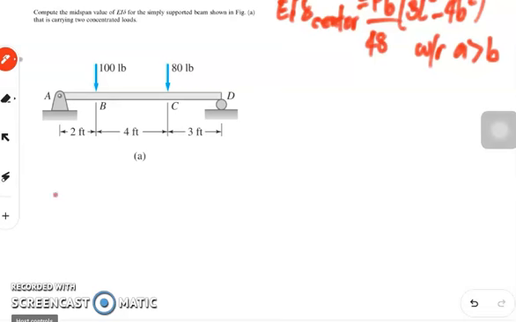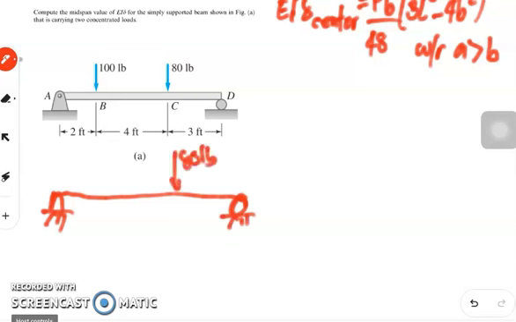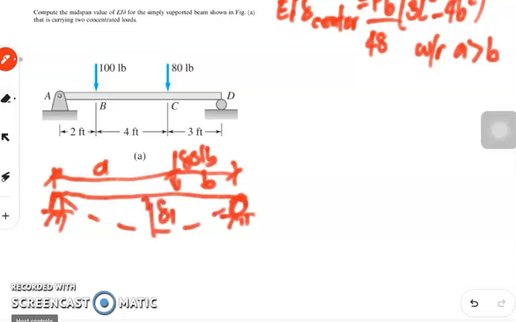So you have here our first computation. We have here our 80 pounds. You have to identify our A and B. As mentioned, our A is greater than B. So this is our A from the support towards the concentrated load, and this is our B. So this is the elastic curve. We have here our midspan deflection.